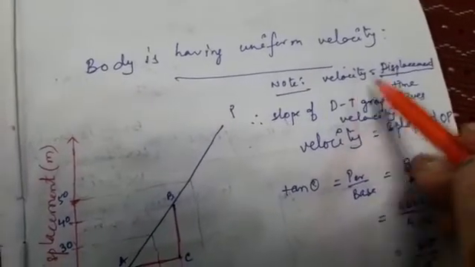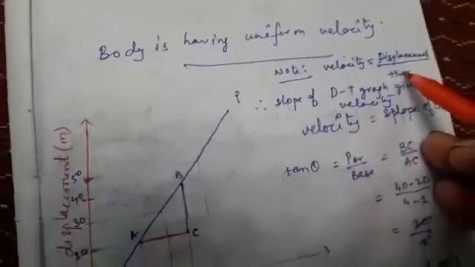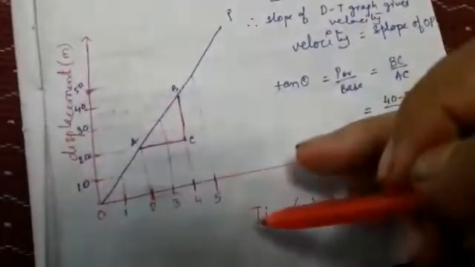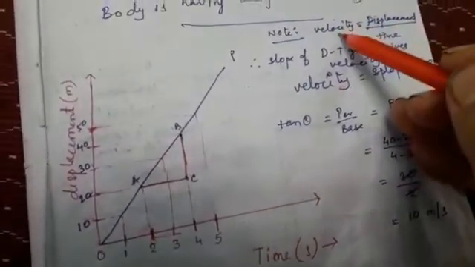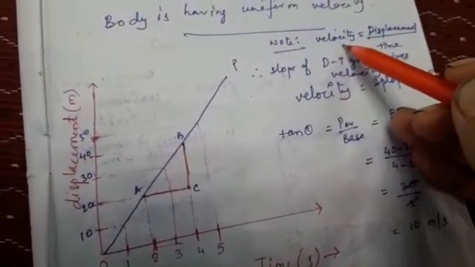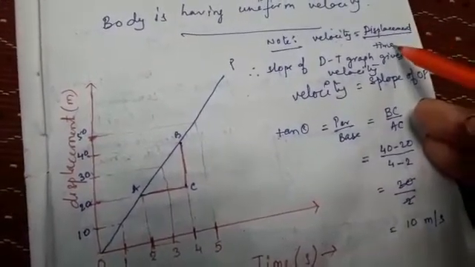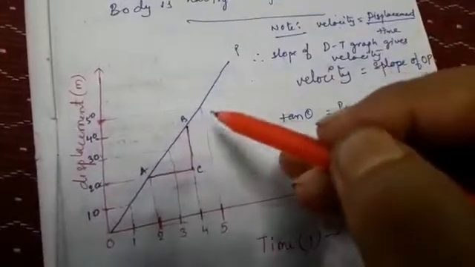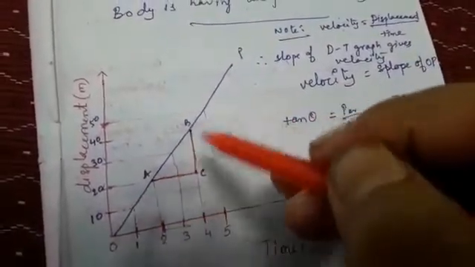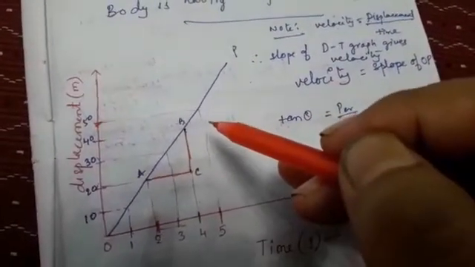Now we know, students, velocity is what? It is the rate of change of displacement, that is displacement by time. So whenever you see a displacement time graph, you can easily calculate velocity. The slope of this displacement time graph will give you the velocity.